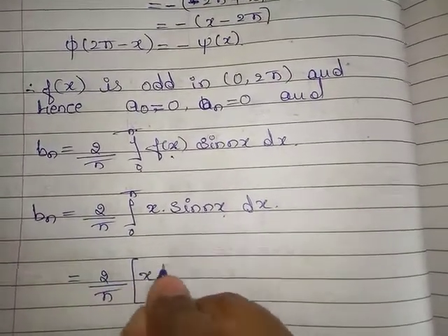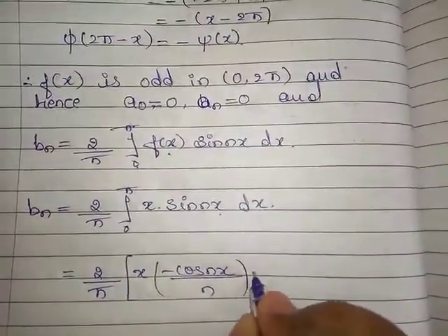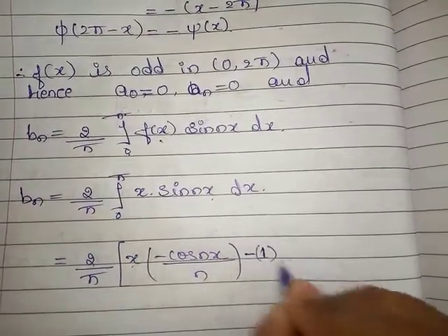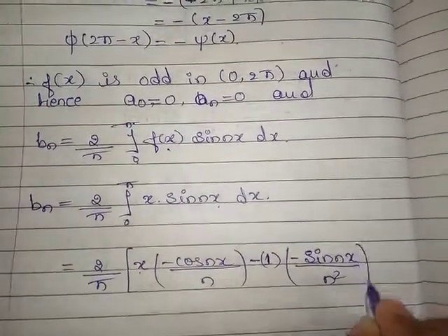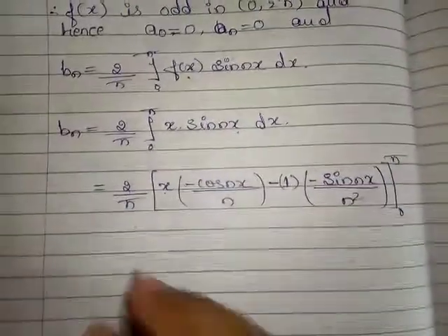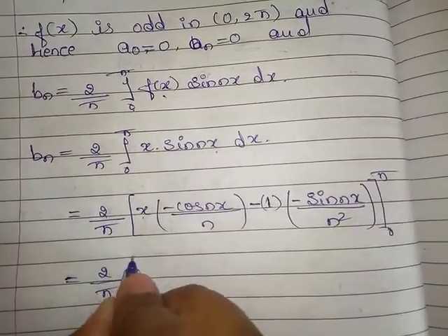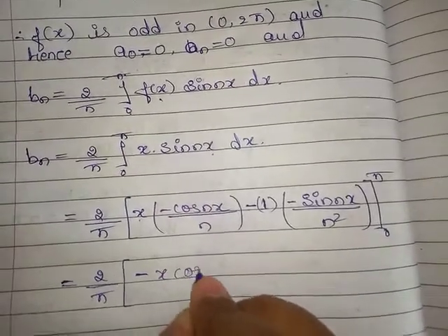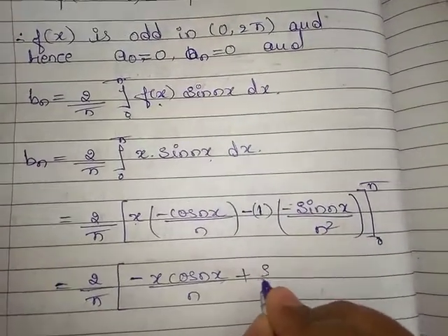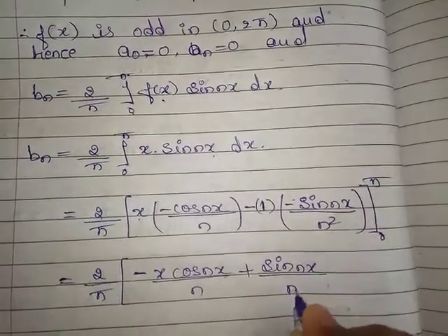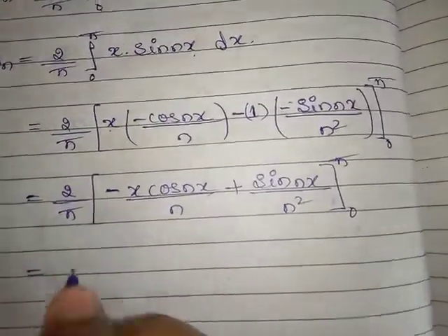It will be x into minus cos nx divided by n minus differentiation of this one is 1. Then again integrate this one, minus sin nx divided by n square, limits from 0 to pi, which is equal to 2 divided by pi, minus x into cos nx divided by n minus into minus plus sin nx divided by n square, limits from 0 to pi. Now we have to apply the limits.